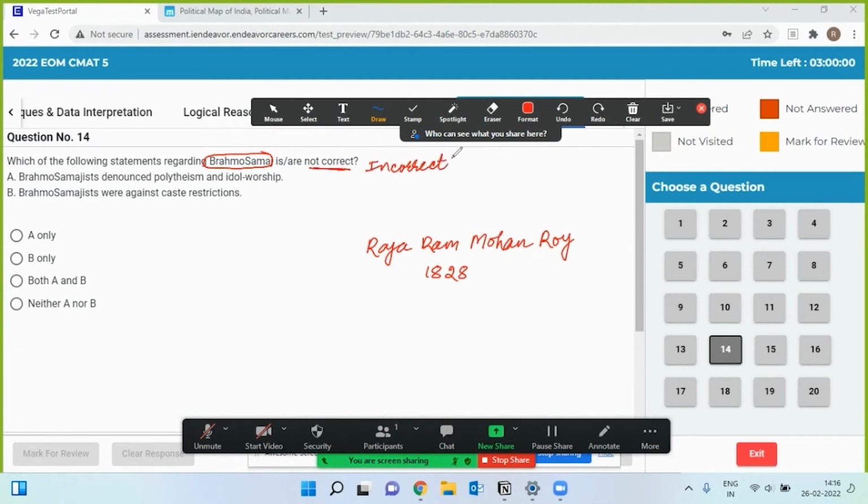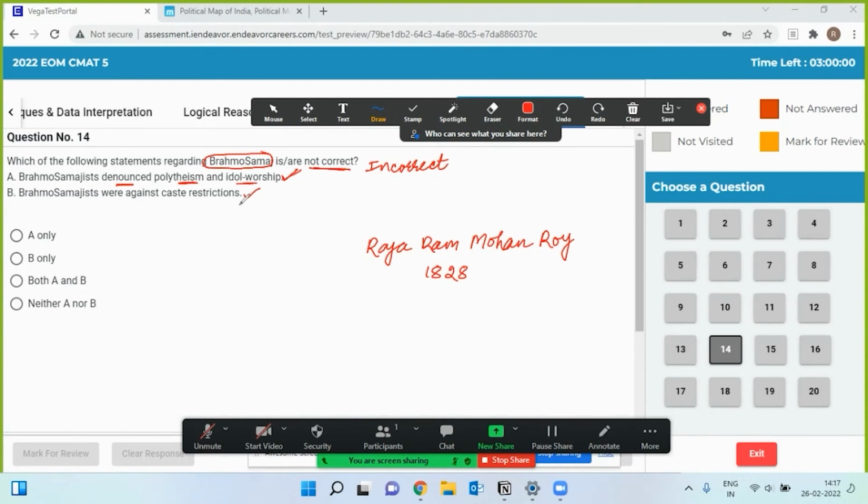First statement is that Brahma Samaj denounced, means criticized, polytheism and idol worship. Polytheism means worshipping of many gods, and idol worship means murti puja, worshipping a statue. This statement is correct, because Brahma Samaj was against murti puja. They were against idol worship.